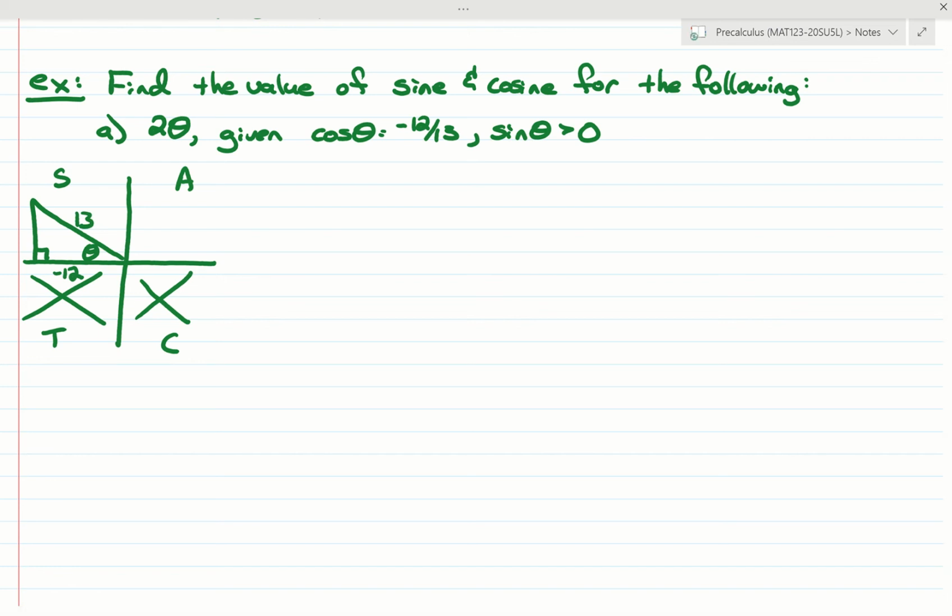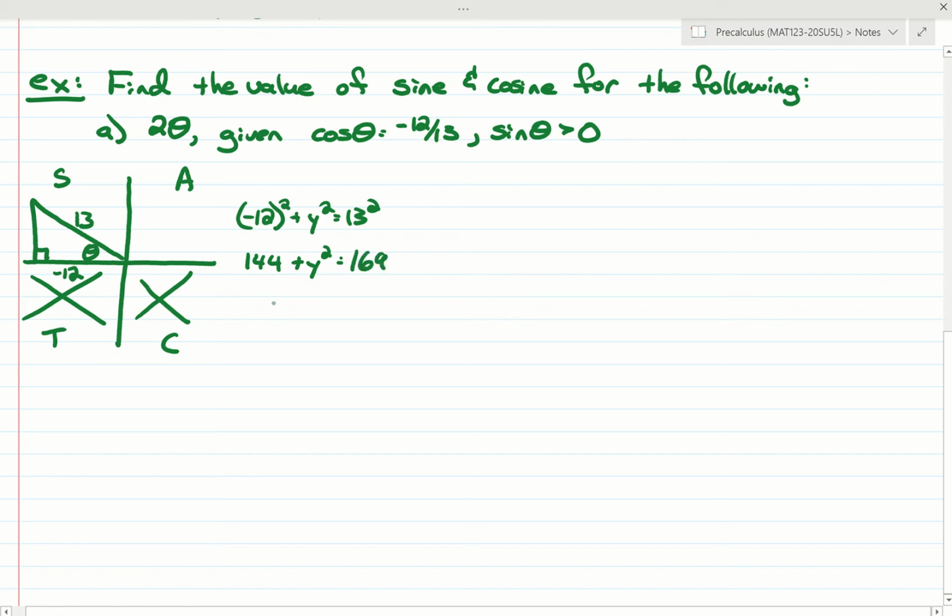And using the Pythagorean theorem, let's go ahead and find the opposite side. So negative 12 squared plus y squared equals 13 squared. This is a special triangle, but in case you don't recognize it, we'll figure it out together. Y squared would be 25, so y is 5. We're going up, so it's positive, and as you notice, 12 is going left, so that's negative. Our hypotenuse is always positive. Okay, so we have our triangle, everything's drawn out, so let's go ahead and figure this out here.